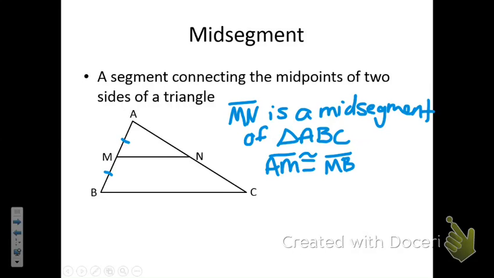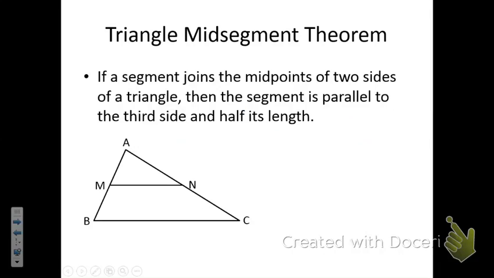Okay. What about on the other side? If I know N is a midpoint, what do I know there? Good. AN and NC are also congruent, so we can mark those as well. Okay. So if we know we have a mid-segment, by definition, we know we've got midpoints, and if we have midpoints, we have congruencies. Vice versa is also true. If I know that I have midpoints that are being connected, then I know that I have a mid-segment.